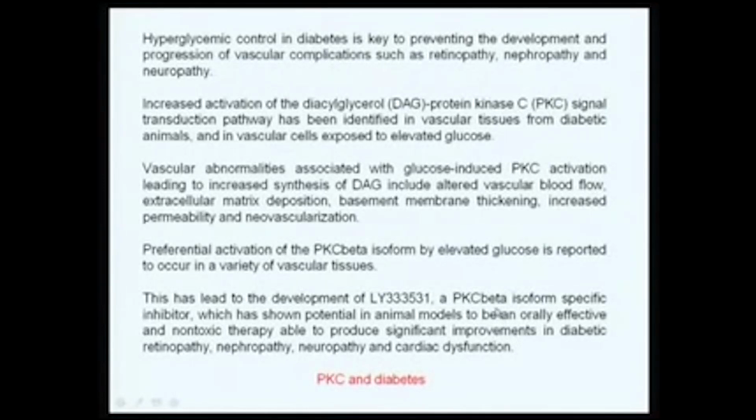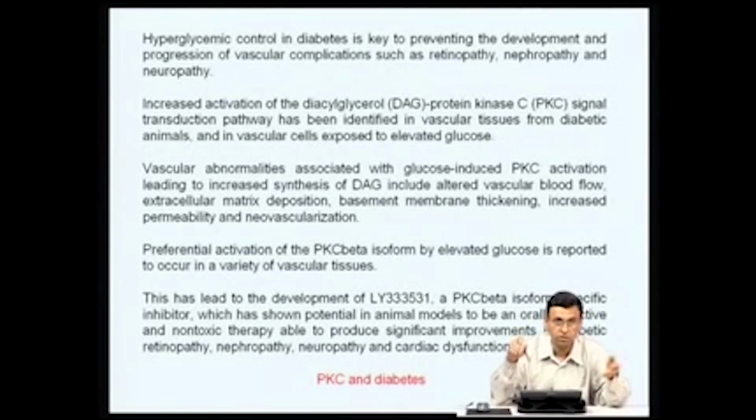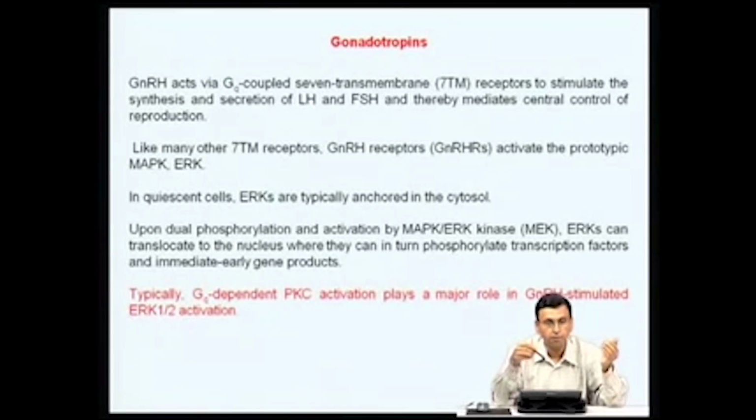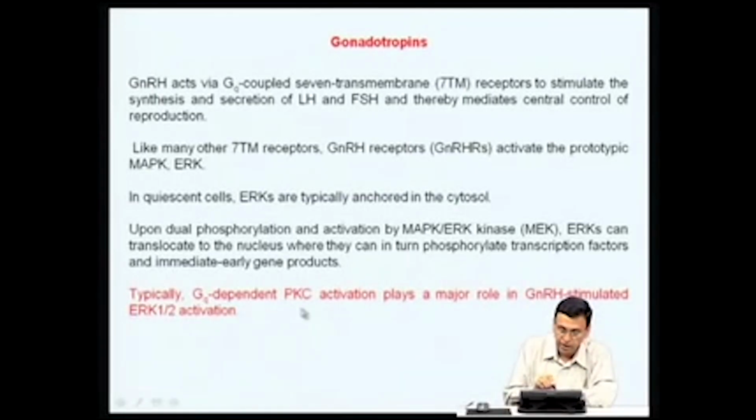So inhibitors of protein kinase C have tremendous potential in the treatment of diseases like diabetes, especially some of the problems involved in diabetes. Similarly, gonadotropin hormones, FSH and LH, all act through G protein coupled receptors, the 7 transmembrane proteins. Again, the GQ dependent protein kinase C activation plays a major role in the GnRH stimulated extracellular receptor kinase pathway of making physiological responses. I will not go into the details, just to tell you that the gonadotropin action also involves the PKC signaling pathway.